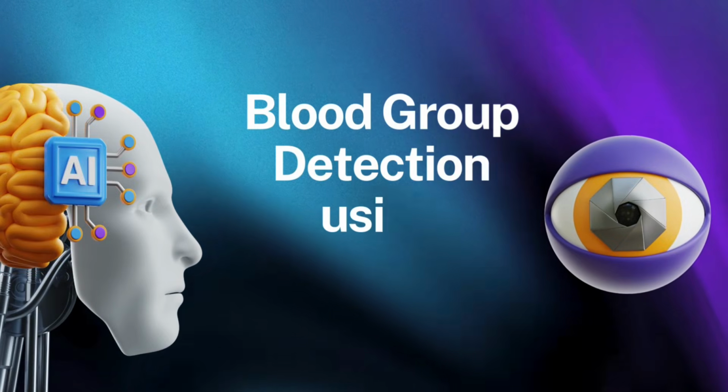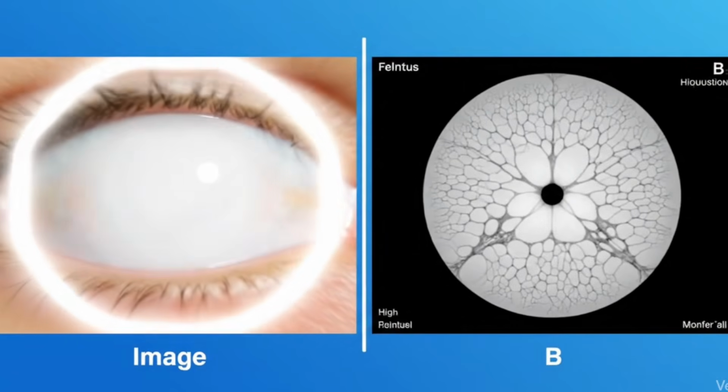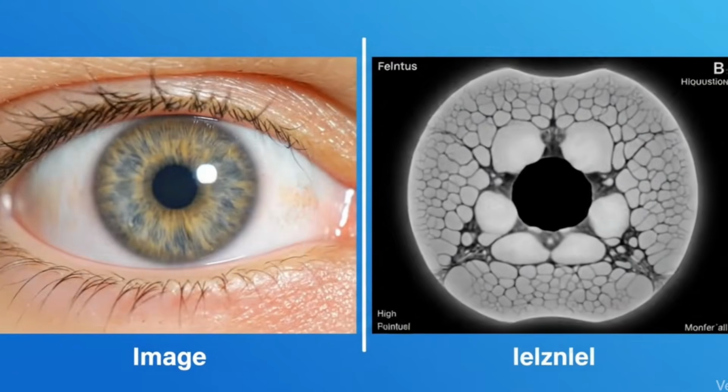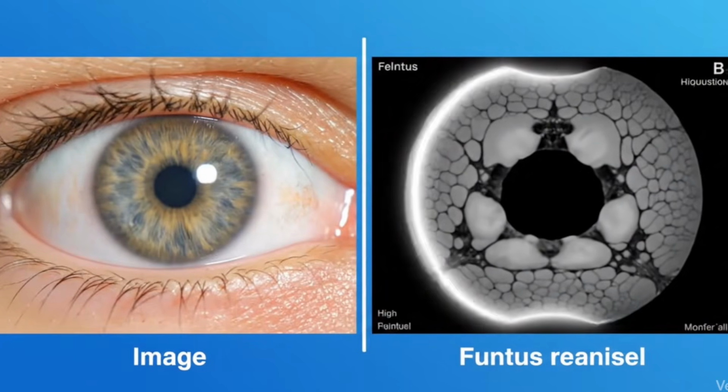And here is the answer. Blood group detection using eye images. Is it possible? Can it really work? Yes, we made it possible with our research. In this project, you can upload an eye image and it will detect the blood group. We were using two types of eye images. One, Sclera image, the white part of the eye. Retinal image, the inside back part of your eye.